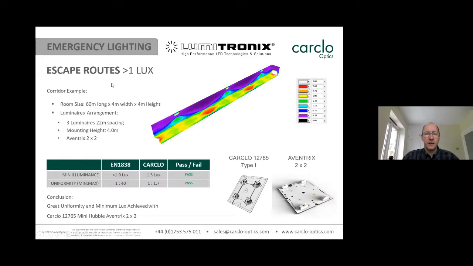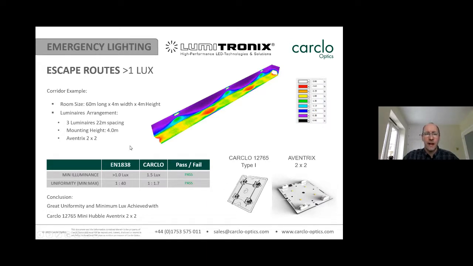So just as an example, we've come up with some theoretical scenarios. So we're looking at a corridor that's 60 meters long, 4 meters wide by 4 meters high. And in this corridor, we've placed 3 luminaires at a 22 meter spacing, mounted at 4 meters. And for this, we're using the Eventrix 2x2 module, combined with our mini Hubble Type 1 optic.